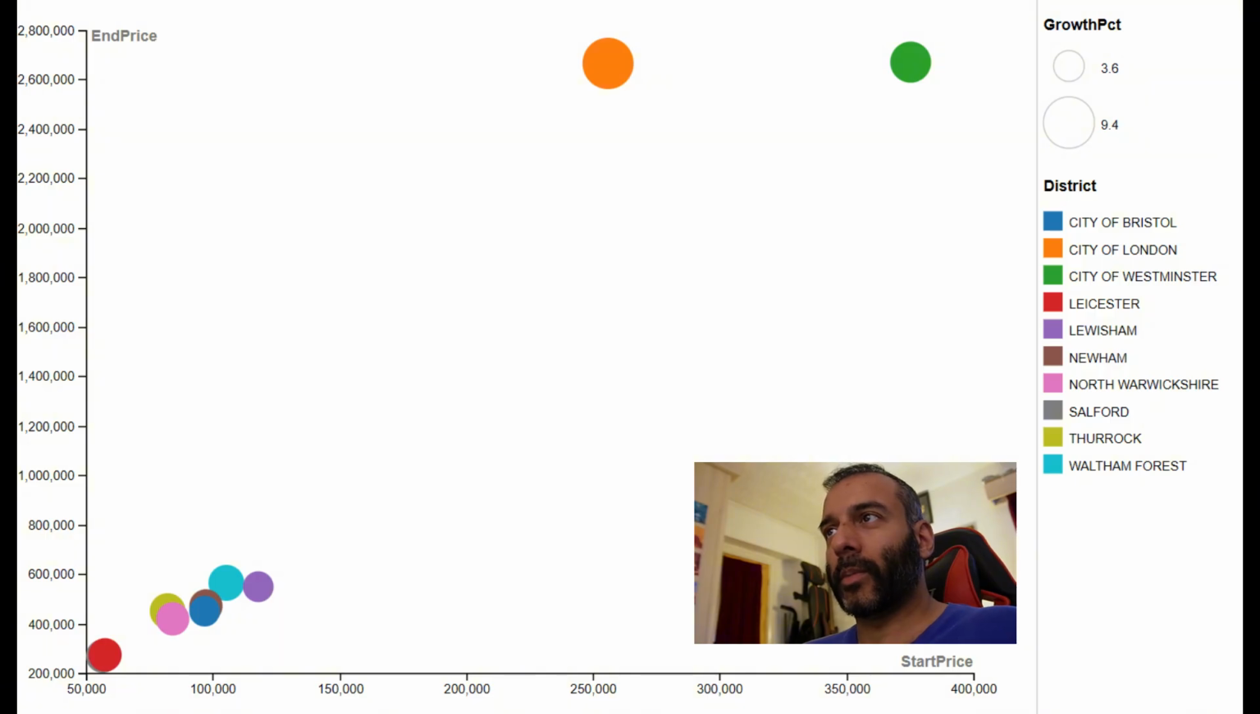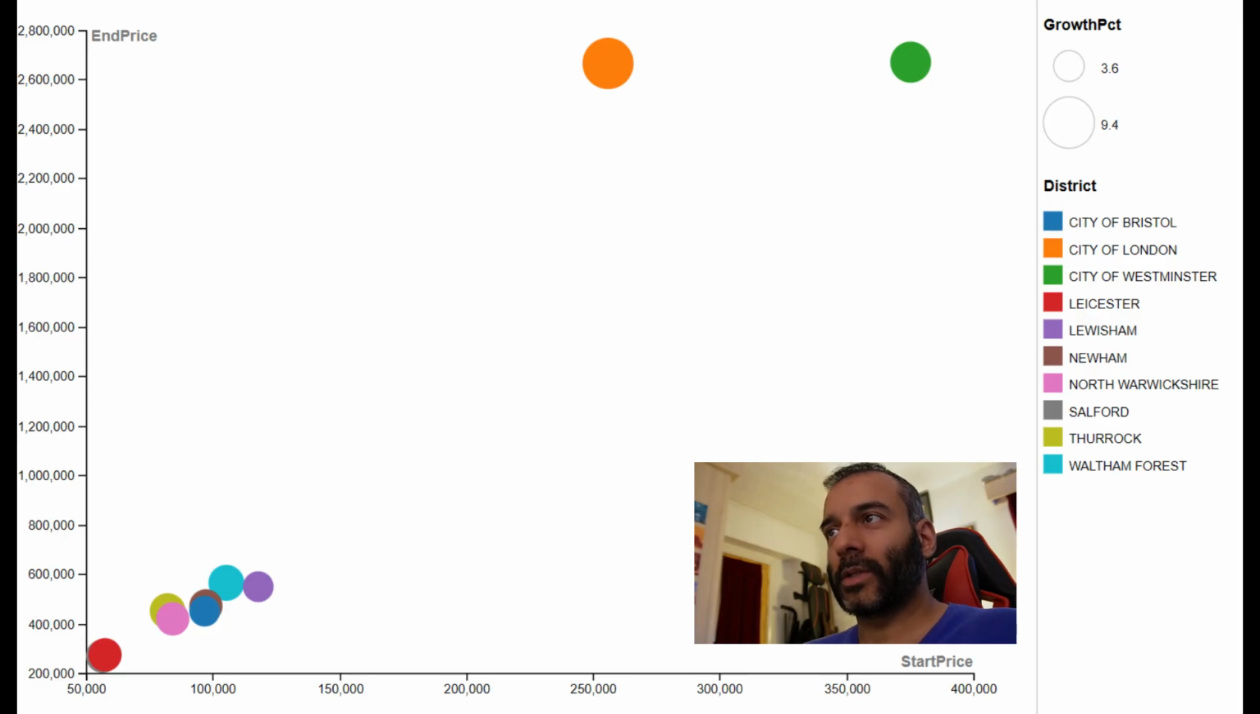So the further right the bubble is, the more expensive that area already was, and the higher it is, the more expensive it has become. Now, because every bubble is labelled, we can actually see exactly which places these are. And straight away a few things stand out.